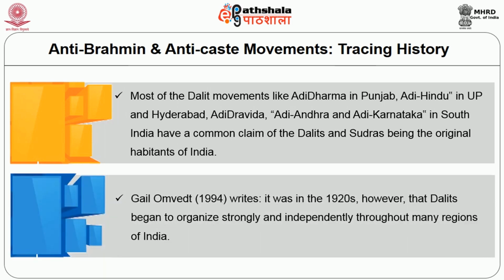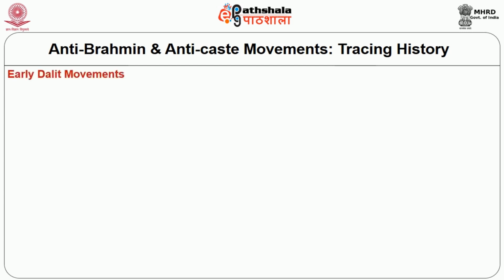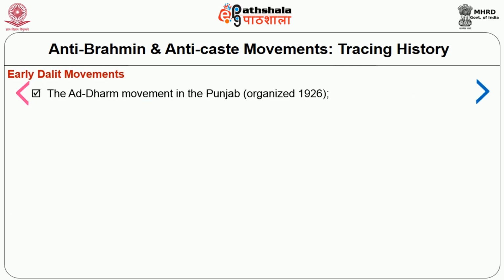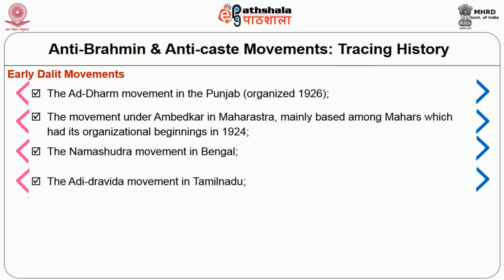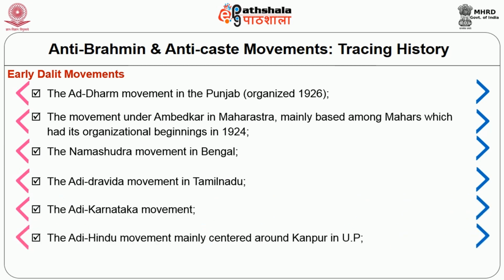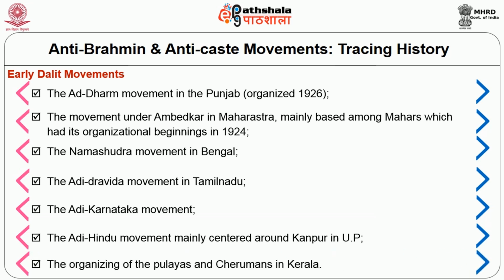Gail Omvedt writes, it was in the 1920s, however, that Dalits began to organize strongly and independently throughout many regions of India. The most important of the early Dalit movements were the Adi Dharma movement in Punjab; the movement under Ambedkar in Maharashtra, mainly based amongst the Mahars, which had its organizational beginning in 1924; the Namashudra movement in Bengal; the Adi Dravida movement in Tamil Nadu; the Adi Karnataka movement; the Adi Hindu movement mainly centered around Kanpur in UP; and the organizing of Pulayas and Cherumans in Kerala.